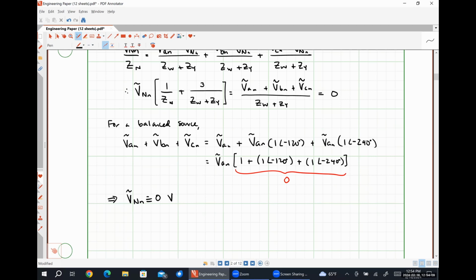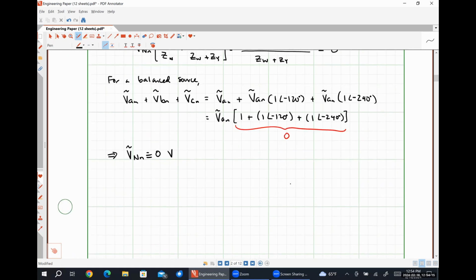This is a very important thing. Okay? So if the voltage drop across our neutral conductor is 0 volts, then from this, we can say that the current flowing down our neutral conductor is negative VNN over ZN, which is 0 amps. Okay? So no voltage drop across our neutral conductor, no current flowing through our neutral conductor.